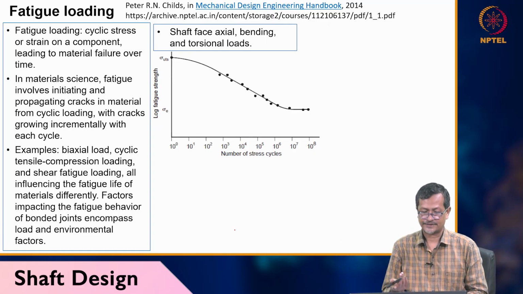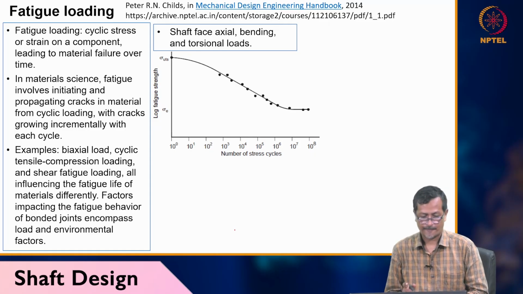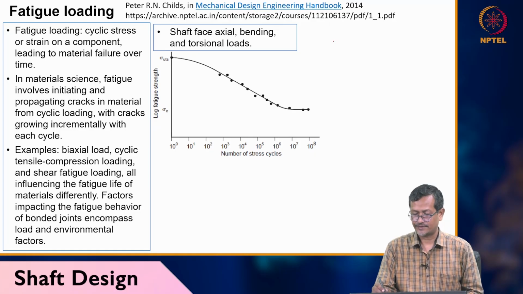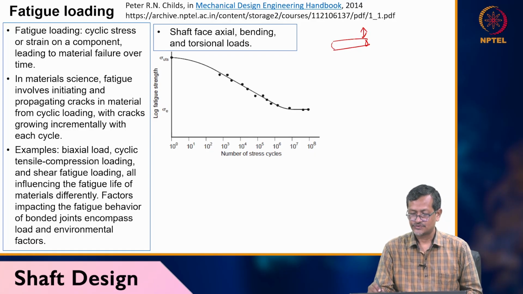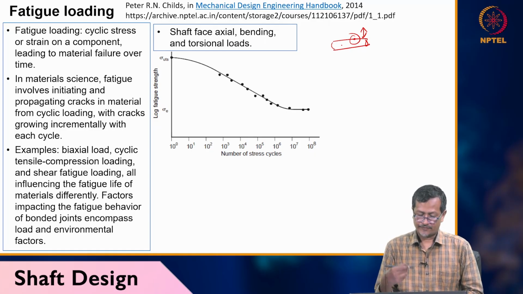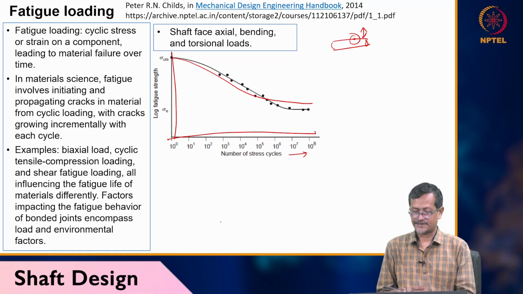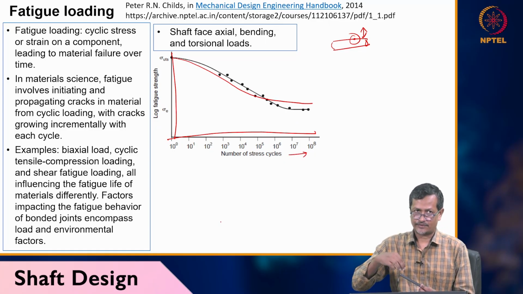When cyclic loading is there, the machine life will be lower. In material science, fatigue involves initiation and propagation of cracks. Whenever you have continuous cyclic loading, it is possible that some crack develops somewhere and the system can fail. Because of fatigue loading, you can see in this figure how life is reduced. Gradually the fatigue strength goes down with an increasing number of cycles. Number of cycles means how many times it is loaded alternately.